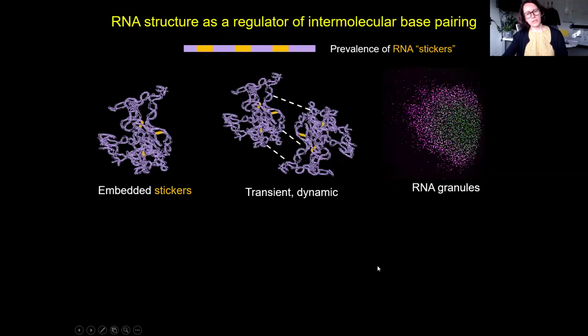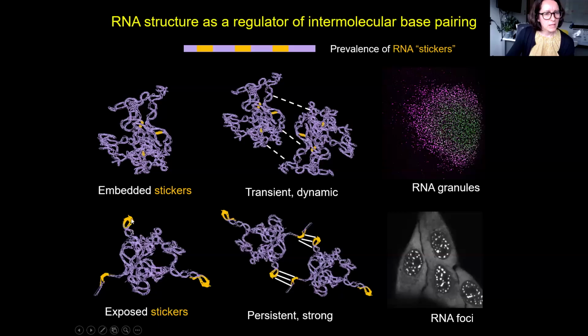And just in the last two slides, if I can compare this to the protein world, in the magenta, you can see an RNA sequence, and in the yellow, these are stickers in the RNA that are allowing the RNAs to interact with the neighboring RNA. What we observed is that these stickers are embedded within the RNA through the RNA folding. And these are then leading to these transient and more dynamic interactions that we observe in granules. However, in repeat RNAs, these stickers are exposed, and there's a lot more of them as well, which allows for the formation of more persistent and strong interactions and the formation of disease.